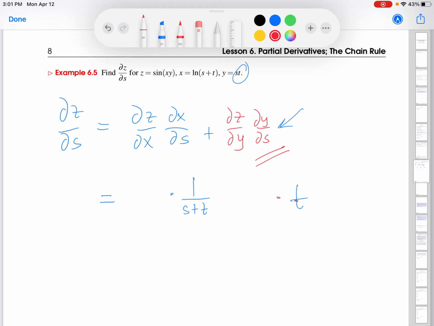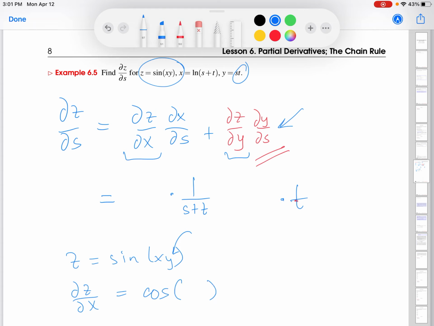Great. And then we go back and calculate these two other ingredients. So if z is sine of xy, partial z, partial x, we're considering y as a constant. So first of all, the derivative of sine is cosine. And then we put back in the inside and then multiply by the derivative of this only with respect to x. That's y. Again, y is constant for the purposes of this partial derivative calculation.